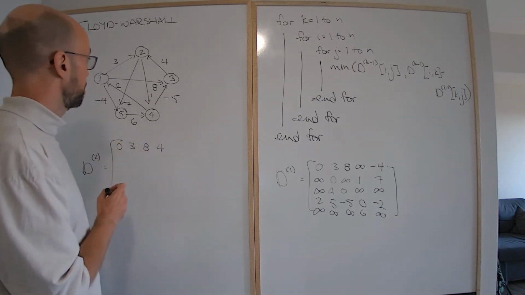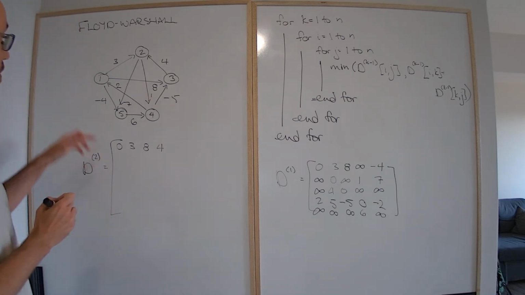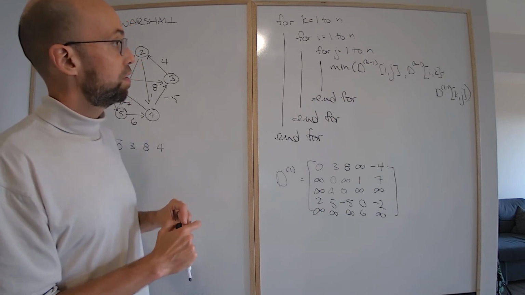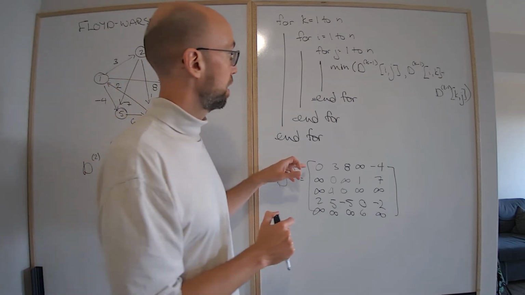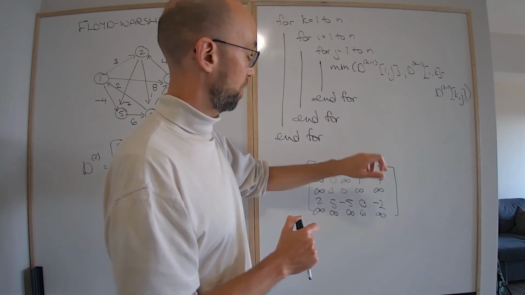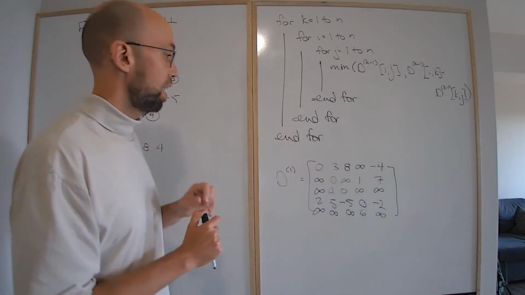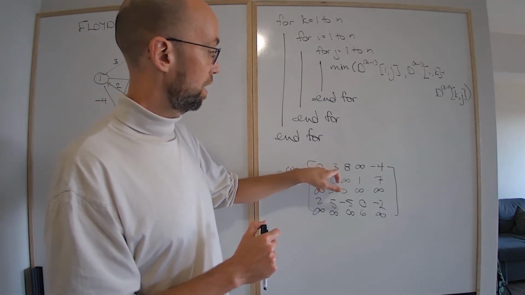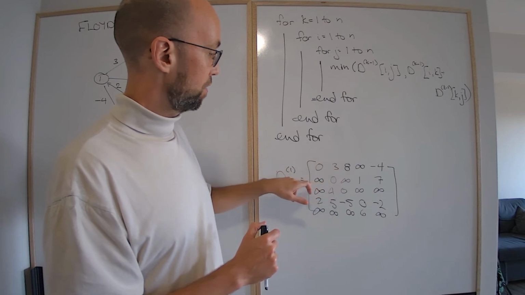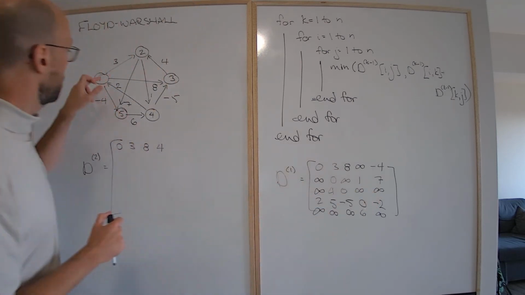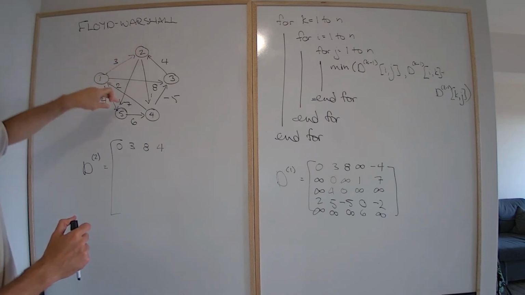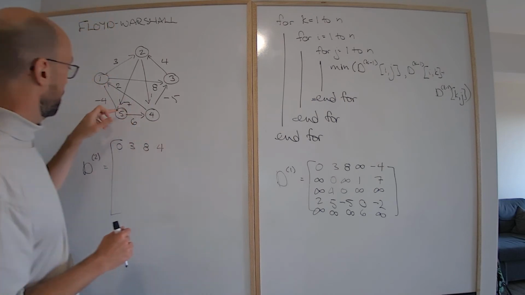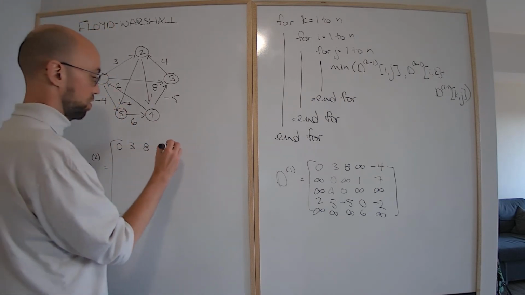Now, the cost of going from 1 to 5 is going to be the min of the cost of going from 1 to 5 directly, which is minus 4, and the cost of going from 1 to 2, which is 3, and then 2 to 5, which is 7. So you could go 3, 7, or you could go minus 4. Okay, so it's the min of minus 4 and 10, which is minus 4.